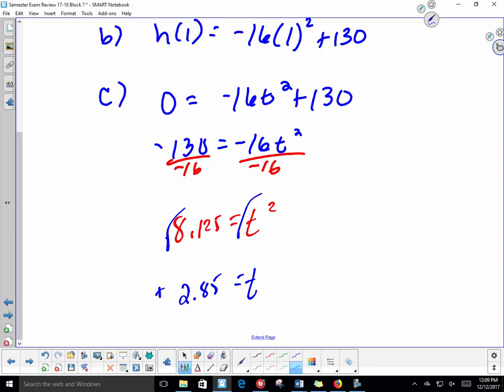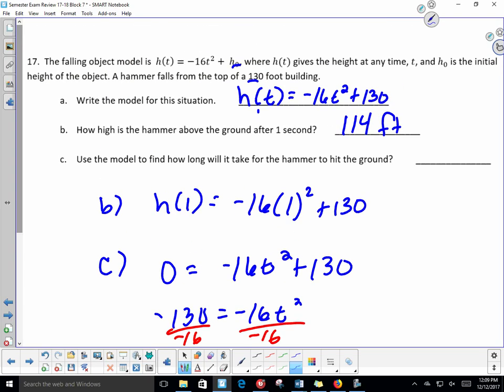2.85. Technically, it would have been plus or minus 2.85, but you're only looking at the positive one. So it's going to be 2.85, and what are your units on that one? Seconds. So that hammer is going to take 2.85 seconds to hit the ground. Any questions on that one?